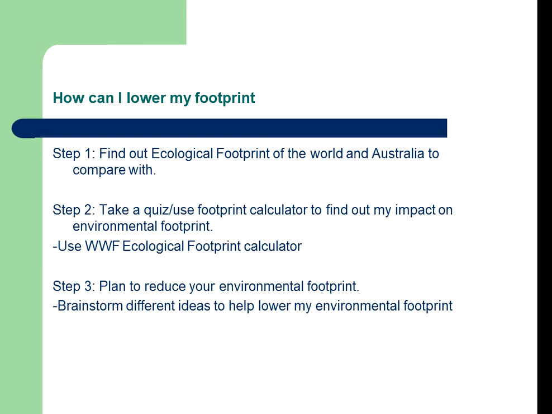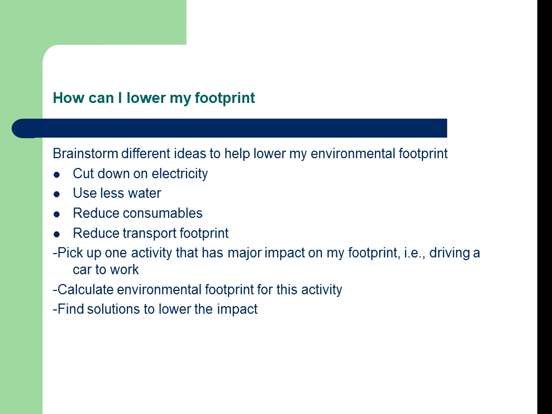Step 1. Find out the ecological footprint of the world and Australia to compare with. Step 2. Take a quiz. Use a footprint calculator to find out my impact on environmental footprint. Step 3. Plan to reduce environmental footprint. So these things reduce environmental footprint: cut down on electricity, use less water, reduce consumables, reduce transport footprint. Pick up one activity that has major impact on my footprint, driving a car to work, calculate environmental footprint for this activity, and find a solution to lower the impact.